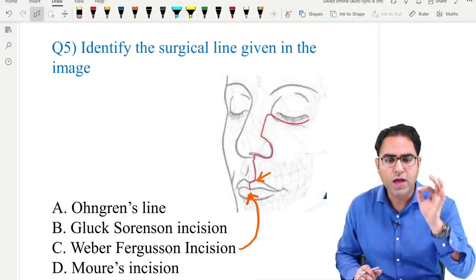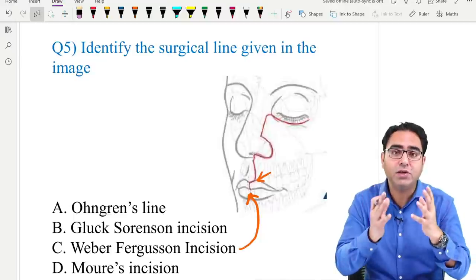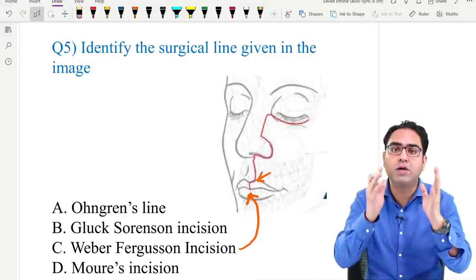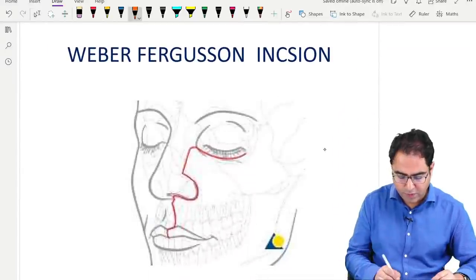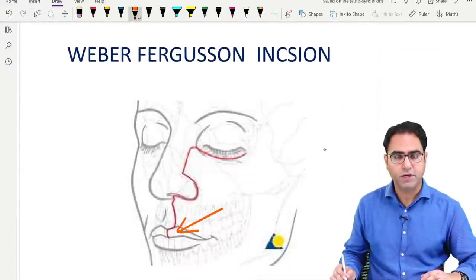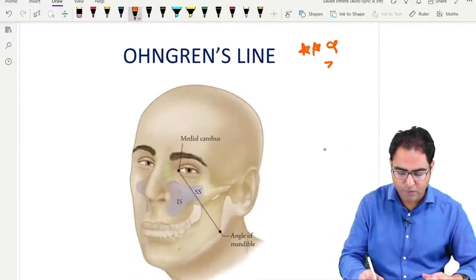Which incision is this? Weber-Ferguson incision. And how to identify it? It's a lip cutting incision. And what is the major indication? The surgery is called a total maxillectomy. Let us see the other things also. Weber-Ferguson, everybody clear? This is a lip splitting incision.